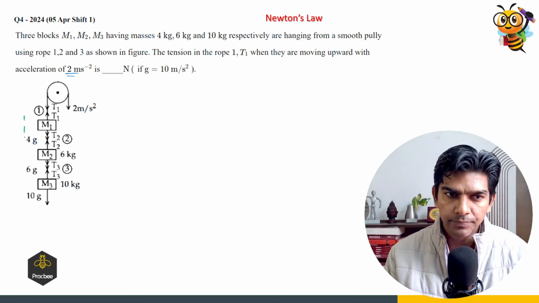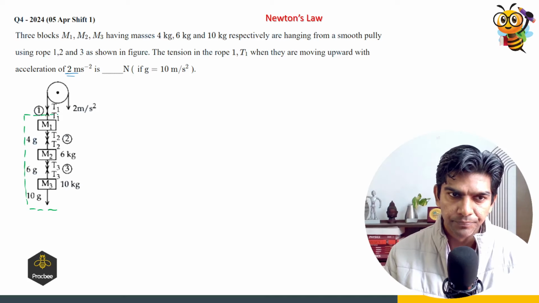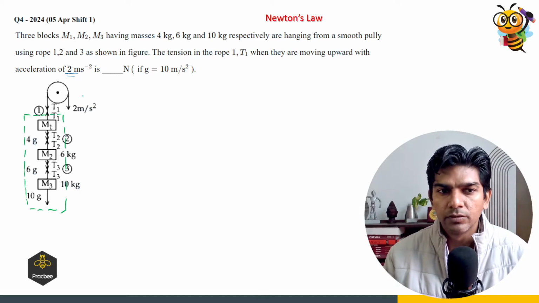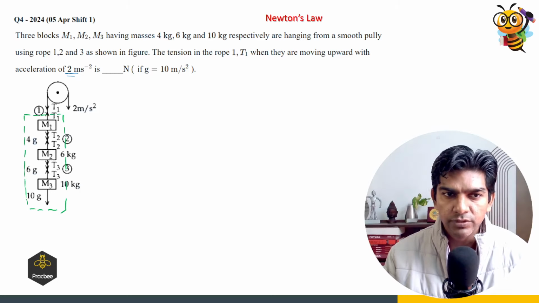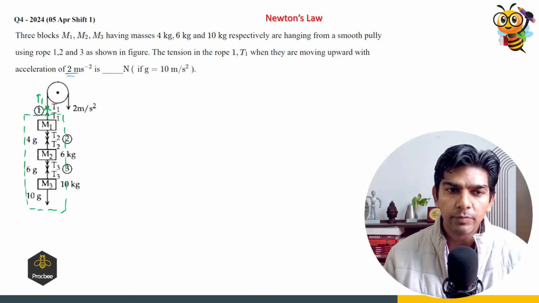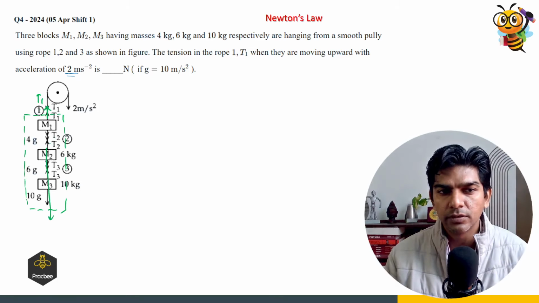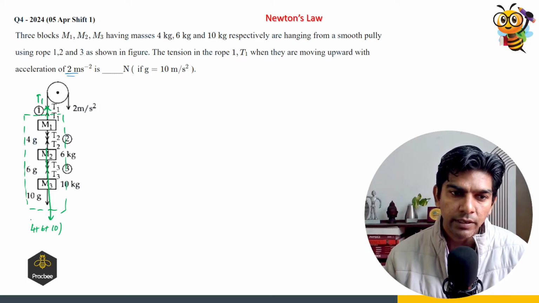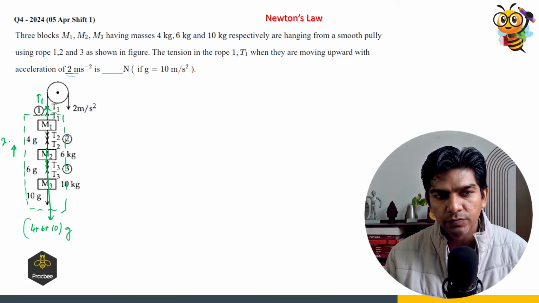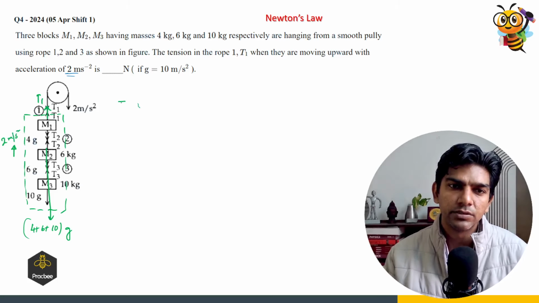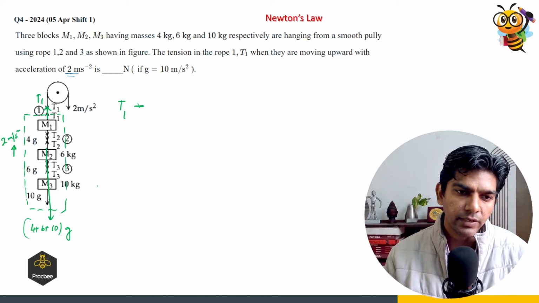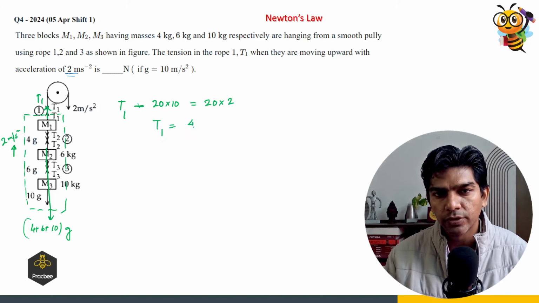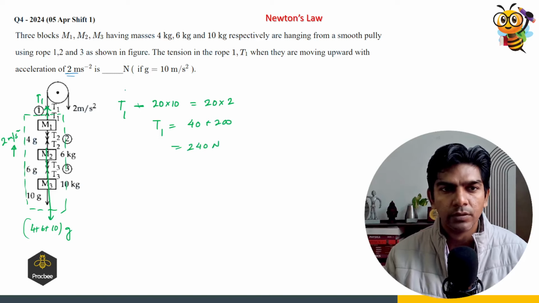So what we're going to do, I'm going to consider these 3 blocks as my system, right? So when I do that, T2 and T3 will become internal to the system, so we don't have to worry about T2 and T3, and T1 will be the external force. So if I show the forces acting on the system, there will be a tension T1 acting in the upward direction, and there will be a gravitational force in the downward direction, which will be nothing but the sum of the masses times g. So it will be 4 plus 6 plus 10 times g. And this system is accelerating in the upward direction with 2 meters per second square. So the net force in the direction of acceleration is T1 minus 20 times g, that is 10, equals the mass of the system, which is 20, times the acceleration, which is 2. So T1 comes out to be 40 plus 200, so that will be 240 Newton. So 240 is the answer of this question.